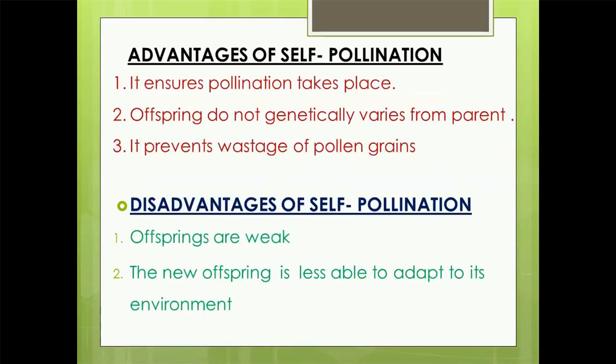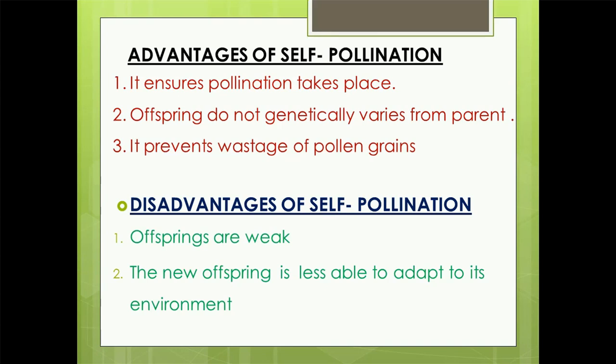So let's look at advantages of self-pollination. Number 1 is that it ensures that pollination takes place. Now, the meaning is that there is high successful rate of pollination. That means it is compulsory, it is sure, it is certain that pollination will take place in this kind of self-pollination. Number 2 is that offspring do not genetically vary from parents. So if the end point is to have a clone of an organism, then self-pollination is the best way to go. Number 3 is that it prevents wastage of pollen grains.